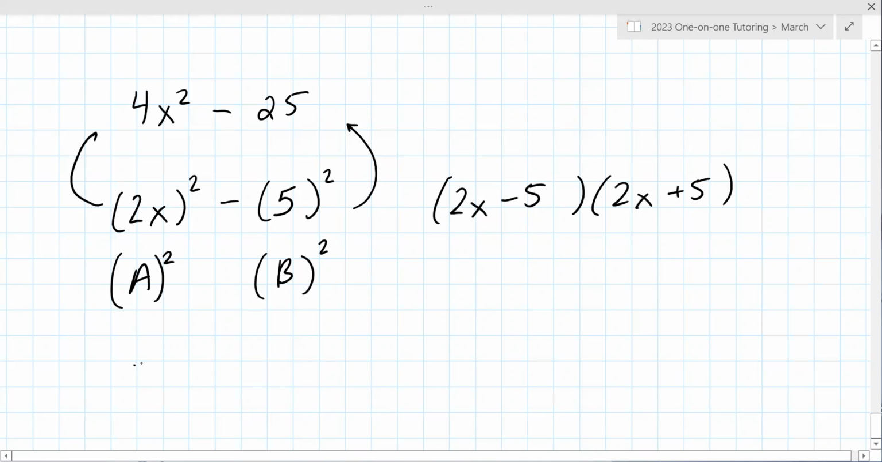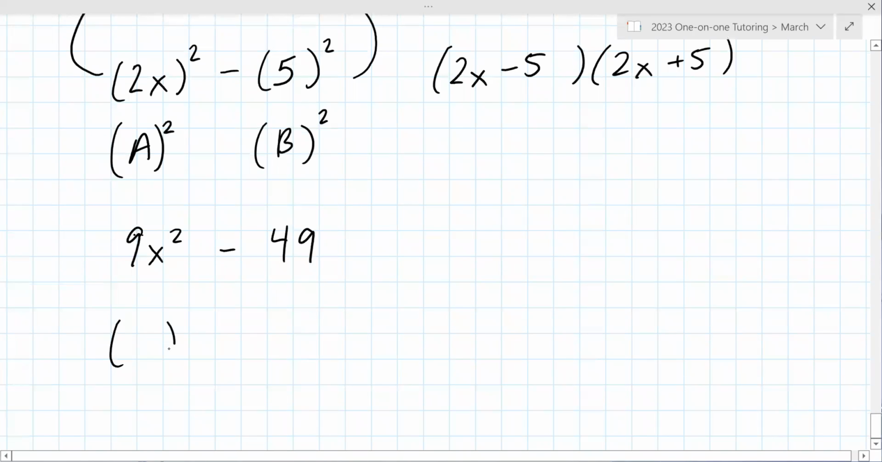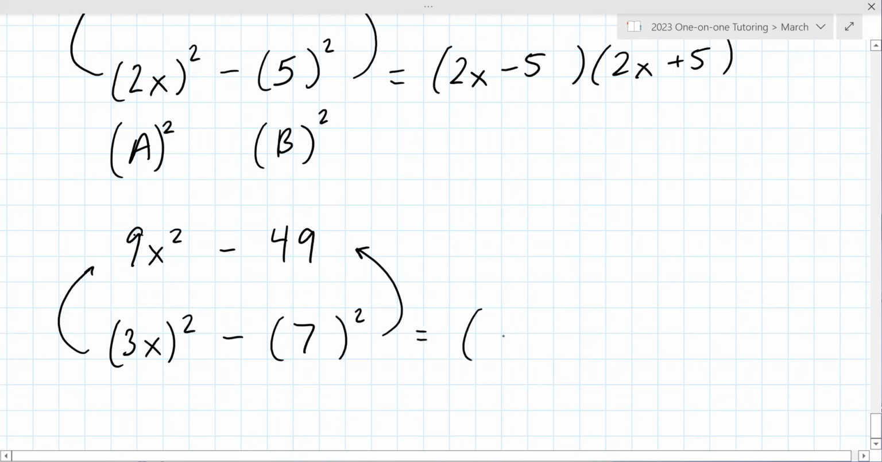Let's try another one here. How about 9x squared minus 49? What squared minus what squared? 49 was 7, right? That's right. And then 3x. So it would be 3x minus 7, 3x plus 7. Yes.